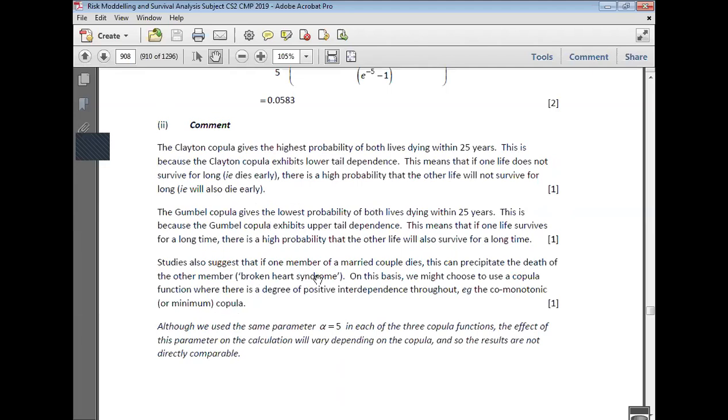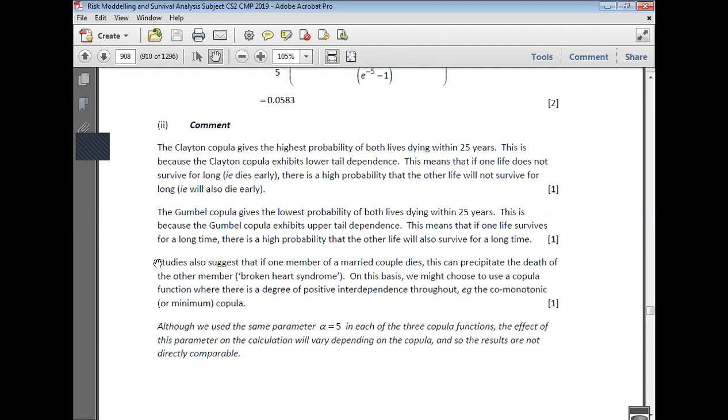They're talking about some broken heart syndrome here, which you need not mention. They do not expect you to know such medical terms. I don't know if it is a medical term or a psychological term, but you just have to mention that because there is quite a chance.